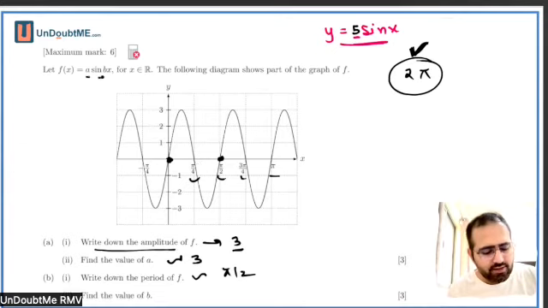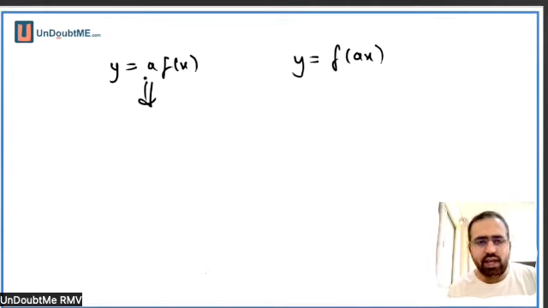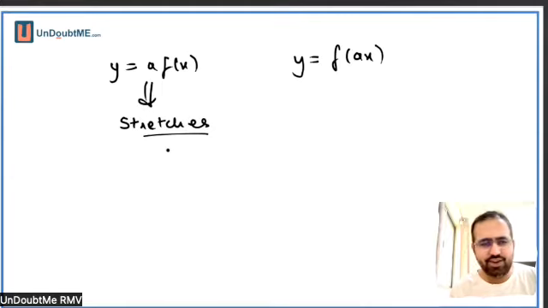f(x) is equal to a sin bx. A number is multiplied before the function also, and inside the function also it is being multiplied. So y is equal to a f(x), basically, I can say, stretches the graph. Stretch. I think the spelling is right now. Stretches the graph.